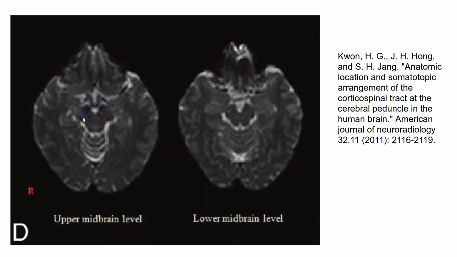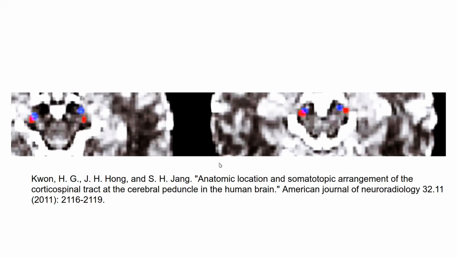Now, not so well seen here in this DTI study by Kwon et al. So we'll show you a zoomed up picture of this later on. This just demonstrates the location of the arm fibers relative to the leg fibers. They are more anterior and more medial than the leg fibers down here. Same here.